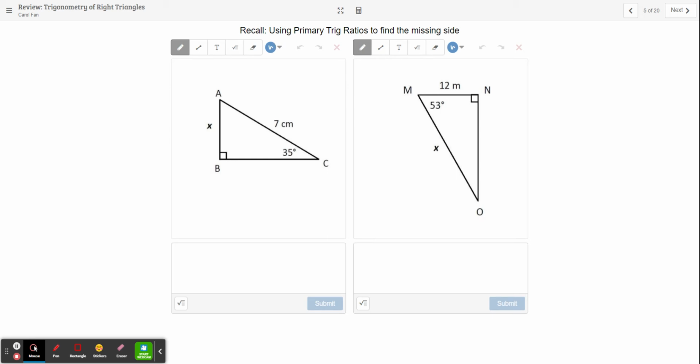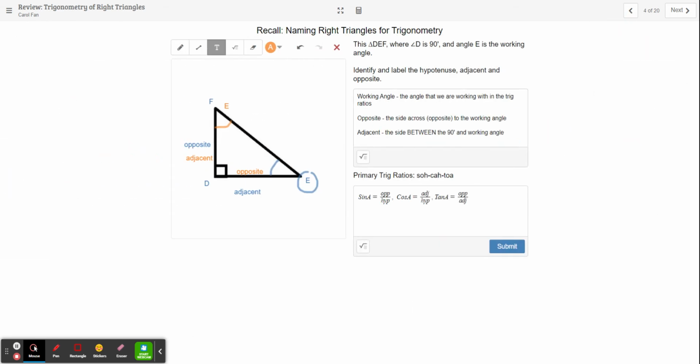Right, the first thing we need to do is identify the sides that we have before we can figure out which trig ratio to use. Now, since we're given this as our angle, I'm going to say this is my working angle, and I will start labeling things relative to this. So x is our opposite, and 7 centimeters is going to be our hypotenuse. Now, when I check back at my menu to see which trig ratio involves opposite and hypotenuse, I see that sine has opposite and hypotenuse.